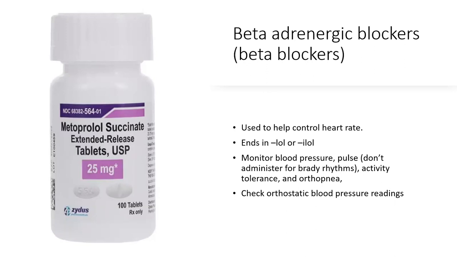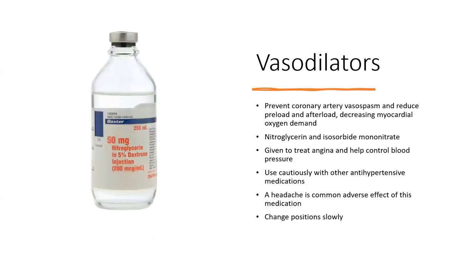You want to check your orthostatic blood pressure readings as well. Our vasodilators, we're probably going to talk about a little bit more during our emergency lecture, just because those are things like our nitroglycerin and our isosorbide. So these prevent coronary artery vasospasms and reduce preload and afterload, decreasing myocardial oxygen demand. They're usually given to treat angina and help control blood pressure. You want to use cautiously with other antihypertensives. A headache is common, and change your position slowly.